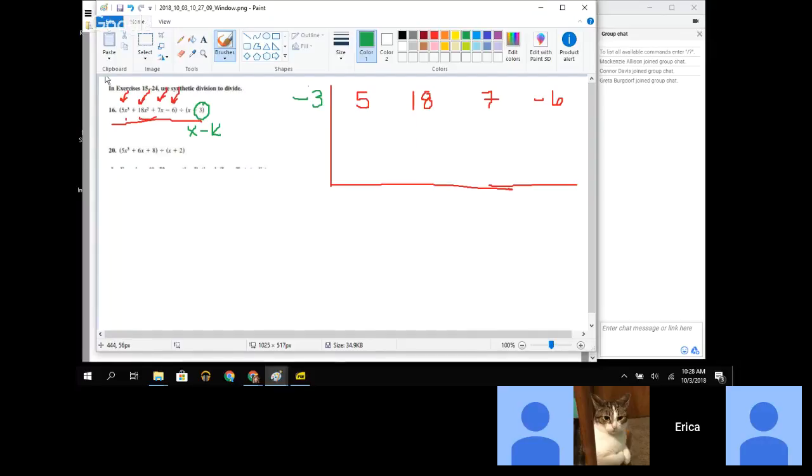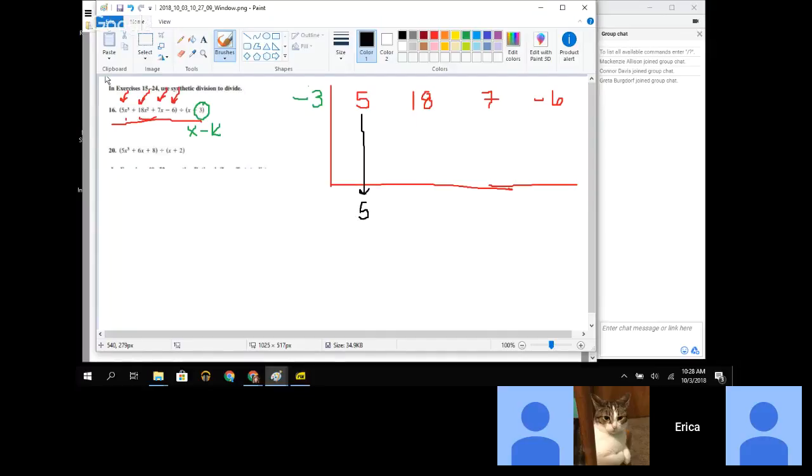Okay. So this is what you're going to do. You're going to set up this box. And then you are going to follow this pattern. So first, you're going to pull down the first number. We like that, right? First number we pull down is 5.